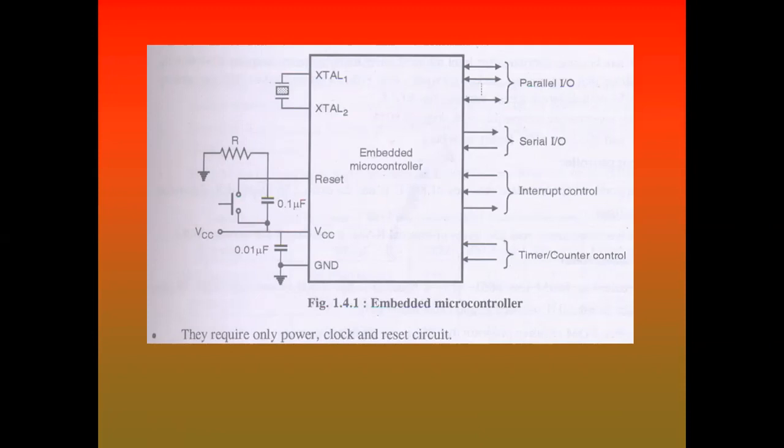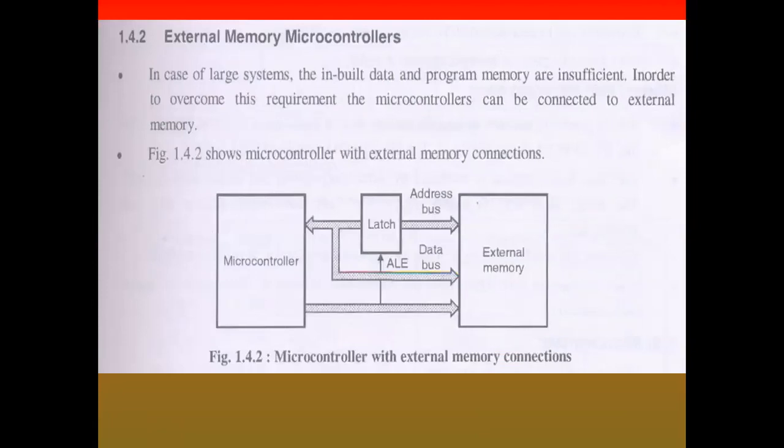Now next is external memory. As you came to know from the name, external memory, as you can see, microcontroller is there and external memory is attached. And there is address bus, data bus. Address bus is for fetching the data from the external memory. Data bus is used for taking or giving the data, writing or reading the data. ALE, address latch enable, and latch is used for addressing the external memory.